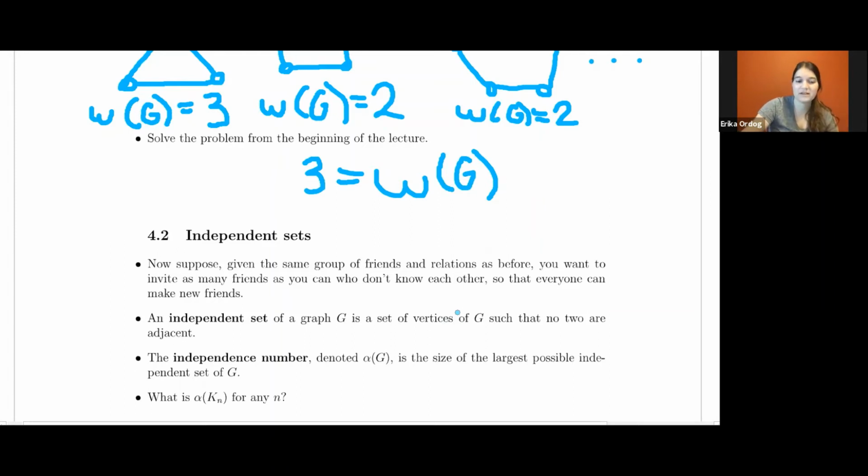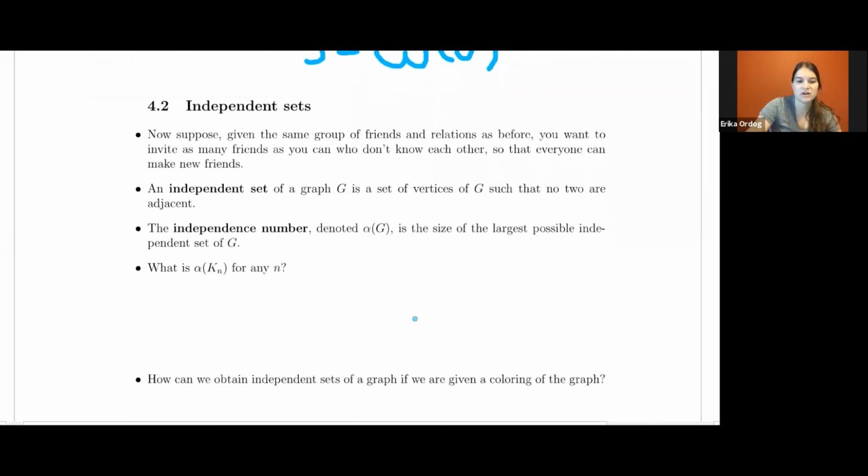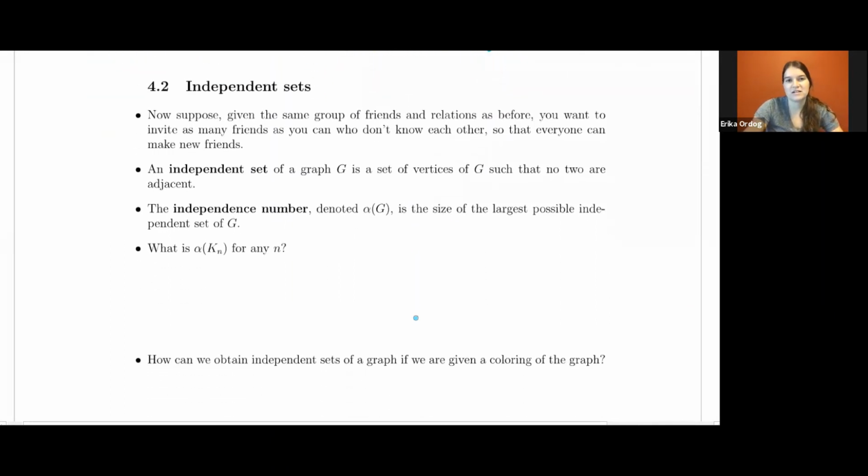Okay, so I'll move on to a similar idea, something called an independent set. So now let's suppose that we're given the same group of friends and relations as we had before, but now we want to invite as many friends as we can who don't know each other, so that everyone can make new friends.